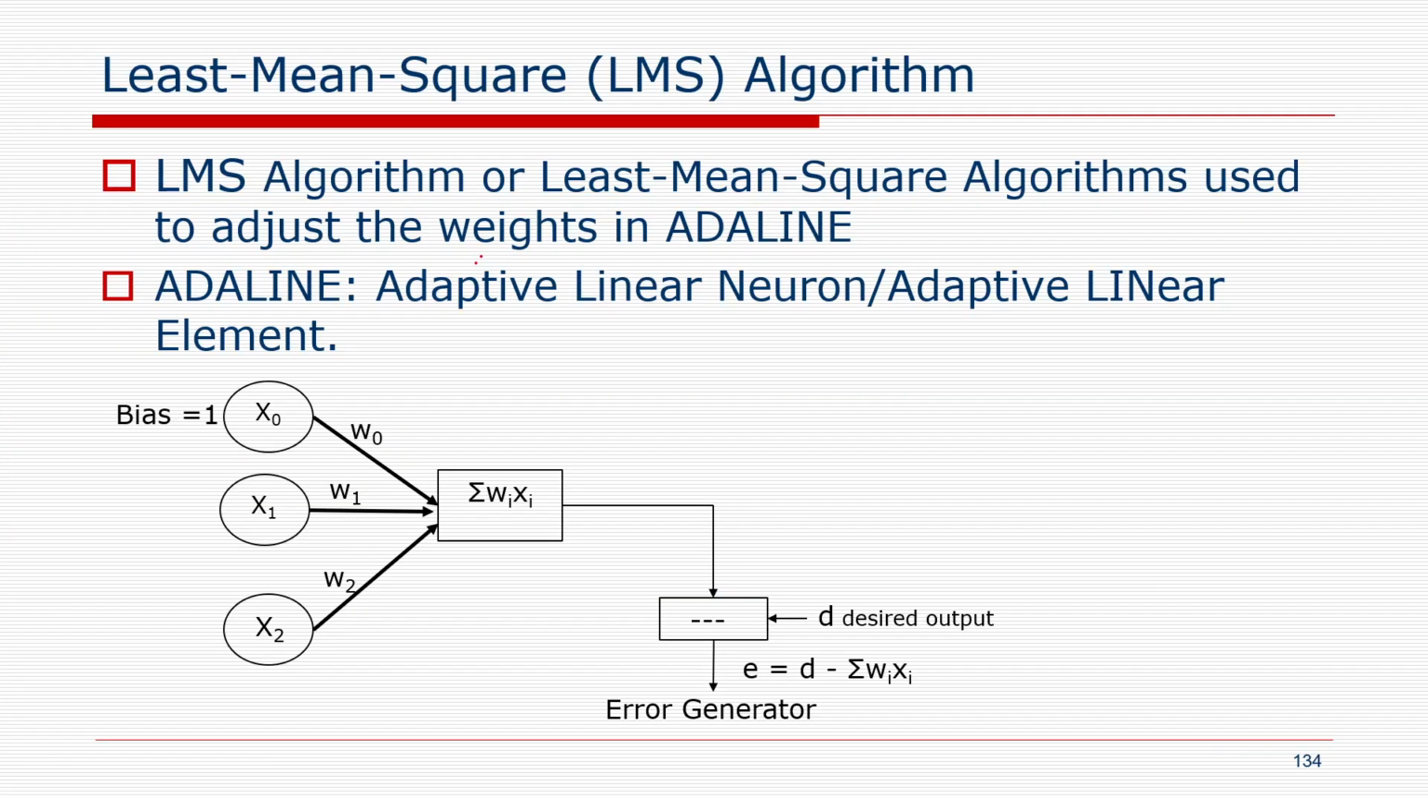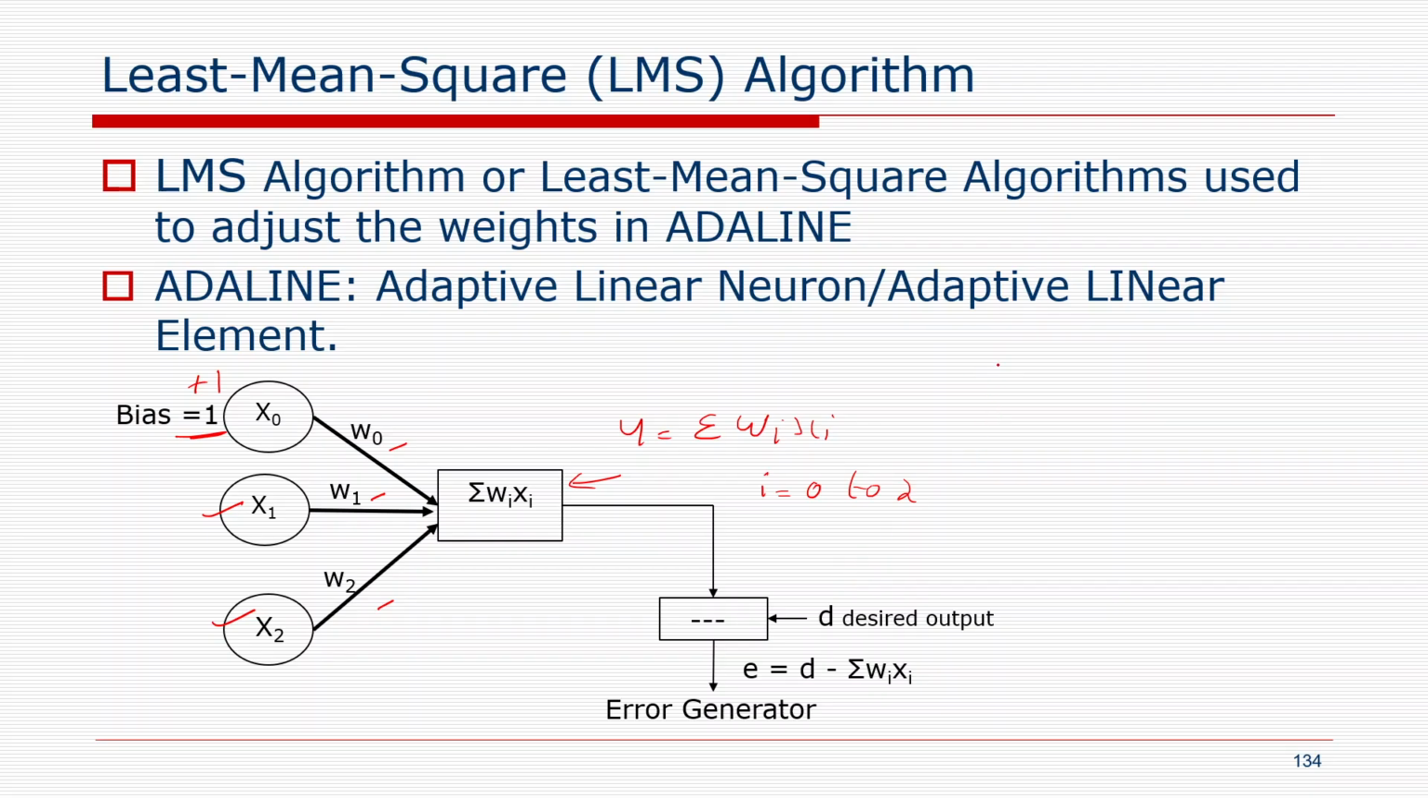For understanding this LMS algorithm for adaptive linear neuron, we will consider a perceptron with two inputs x1, x2, and a bias input with bias held constant at +1. The weight for the bias is W0, and the other weights are W1 and W2. In the perceptron, we do the summation of weights with the input vector. This is the predicted output: y is equal to the summation of wi xi, where i ranges from 0 to 2.